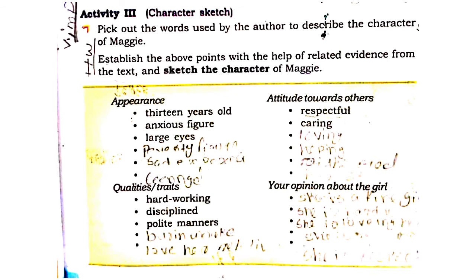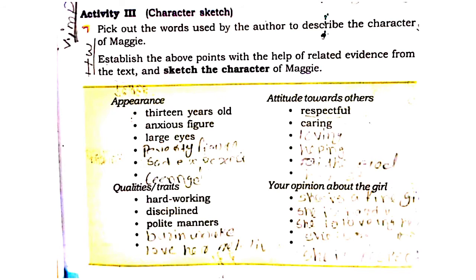Pick out the words used by the author to describe the character of Maggie. Establish the above points with the help of related evidence from the text and sketch the character of Maggie. Okay, see here some hints are there. You can look at that.